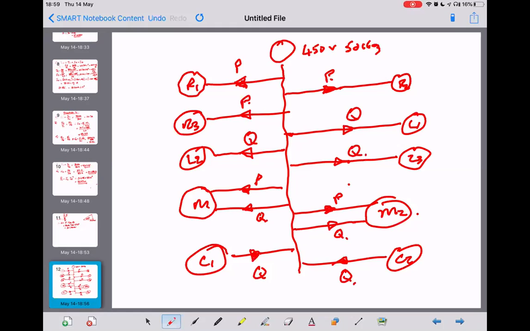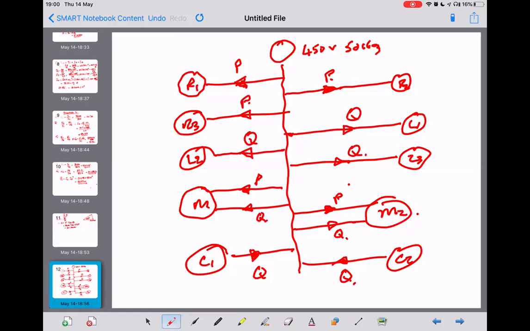All right. So that's what I would be expecting for that diagram, and I'm looking for the arrows to be the right way, and that you've included everything.